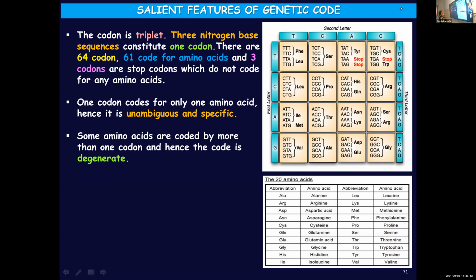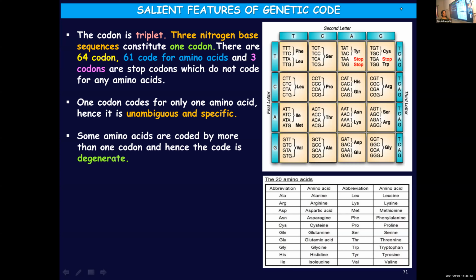Then, third point, some amino acids are coded by more than one codon. So you can say it is degenerate. So you should not have confusion with the second and third statement. Second statement means a particular codon will code only for that amino acid. So GTG will code only for valine. It will not code for alanine, arginine, or aspartic acid. That is specific.